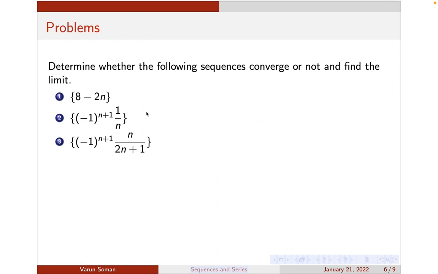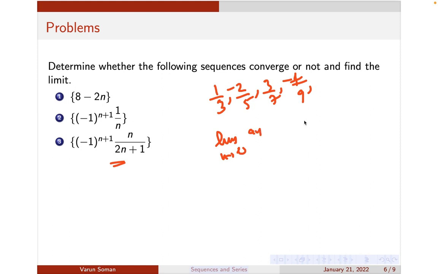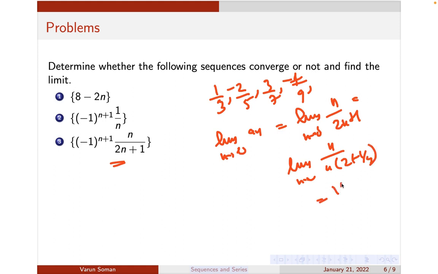If you look at the sequence n by 2n plus 1, what is that sequence? That's actually 1 by 3, 2 by 5, 3 by 7, etc. Since there is minus 1 raised to n plus 1, it will be 1 by 3 minus 2 by 5 plus 3 by 7, again minus 4 by 9, etc. Now what is the limit of the sequence? First let us look at limit n tends to infinity a n. You will be getting limit n tends to infinity n by 2n plus 1, take n outside here also, 2 plus 1 by n, so you will be getting the value as 1 by 2.